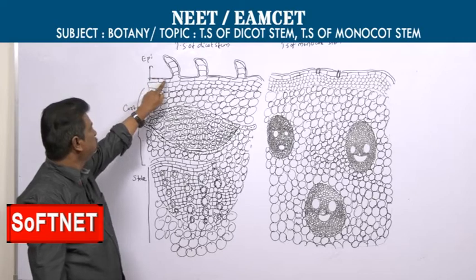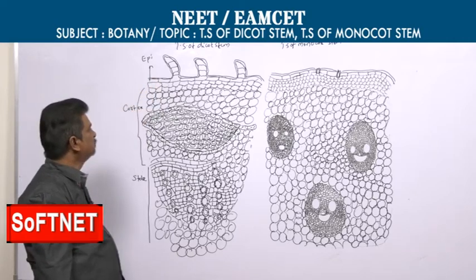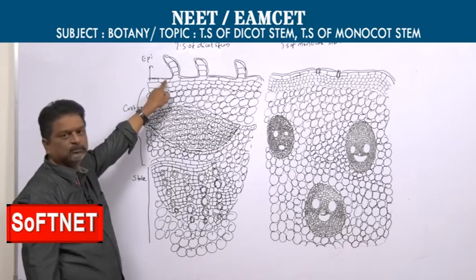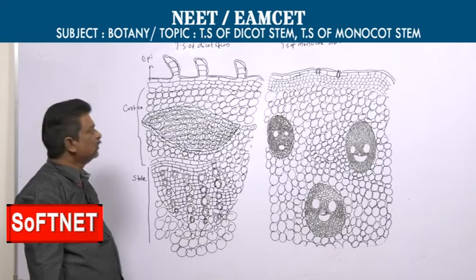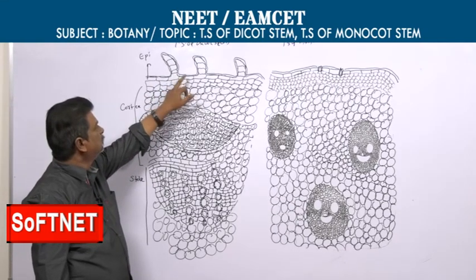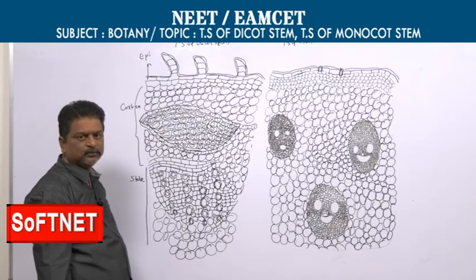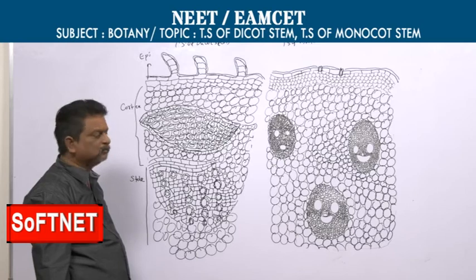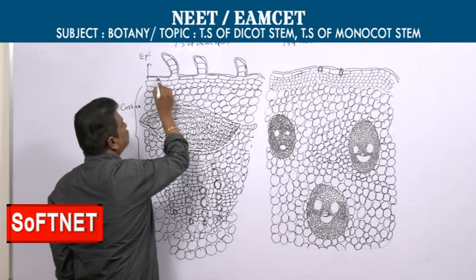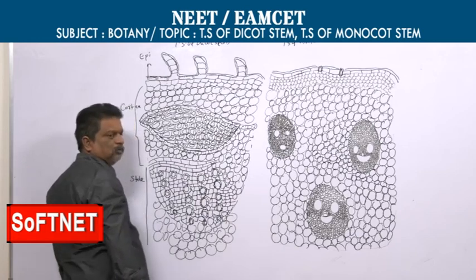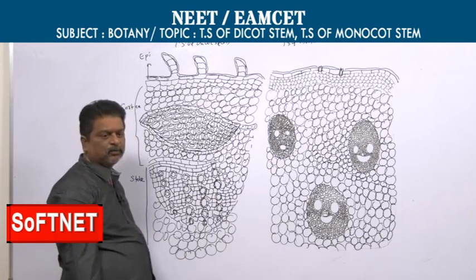So first one, epidermis. Epidermis is outermost layer, single layered, made up of rectangular cells. That is, cells are closely arranged. So intercellular spaces are absent, and cells are living cells. They contain vacuolated protoplast, but a chloroplast is absent.